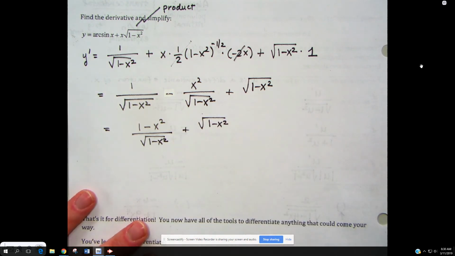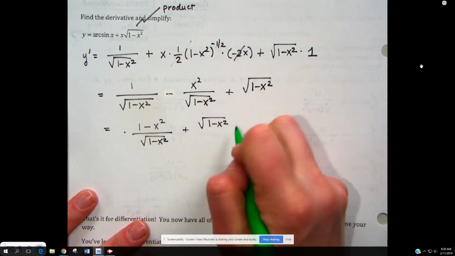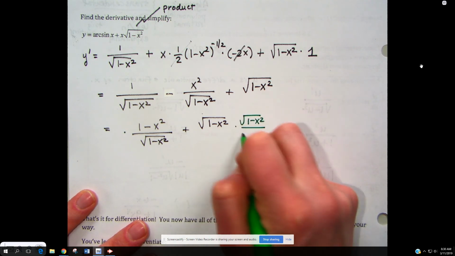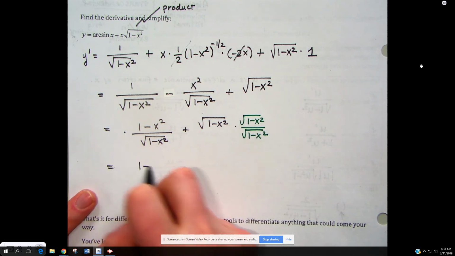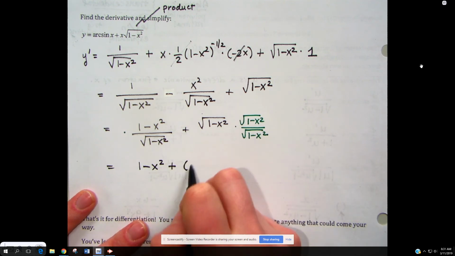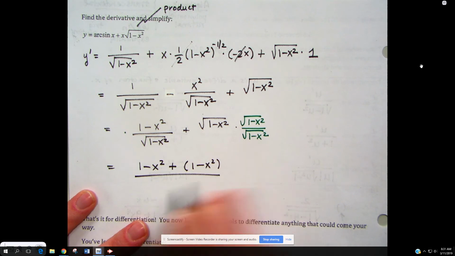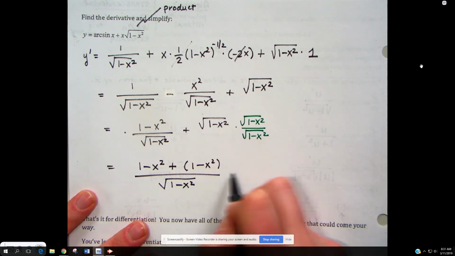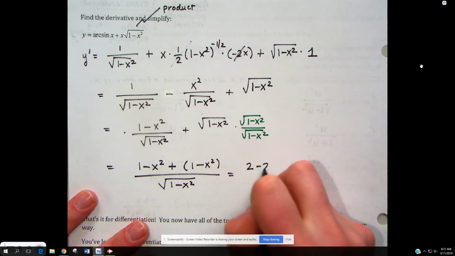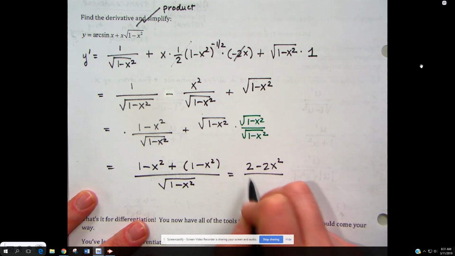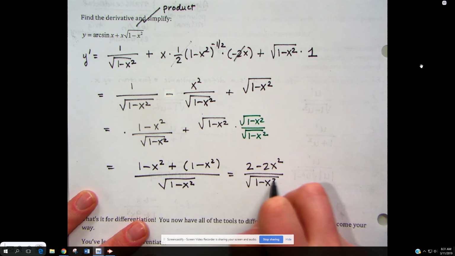And if you wanted to get a common denominator and write this as a single fraction, right, we would need nothing here, but this one would need the square root over the square root. And if you notice, right, it's the same exact value, so square root squared, I get 1 minus x squared plus, and then 1 minus x squared all over that square root. And some nice simplification happens, right? We've got 1 plus 1, so that's 2. I have minus 2 x squared, and I have the square root of 1 minus x squared.